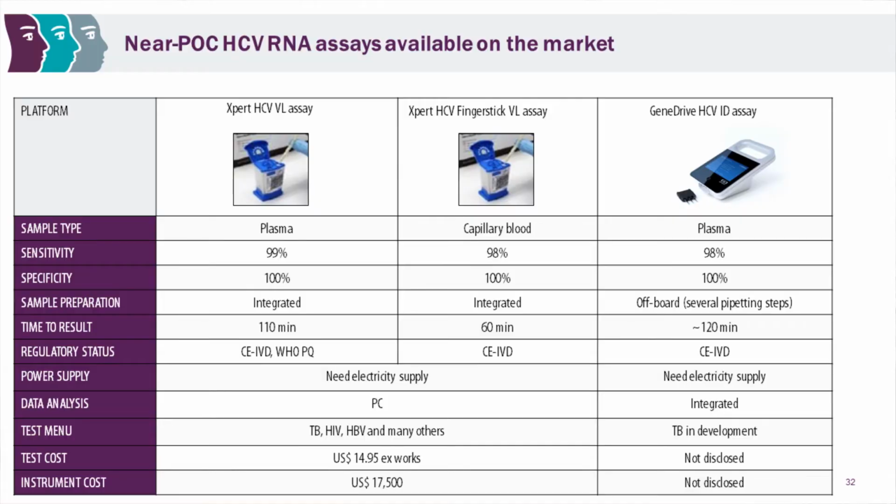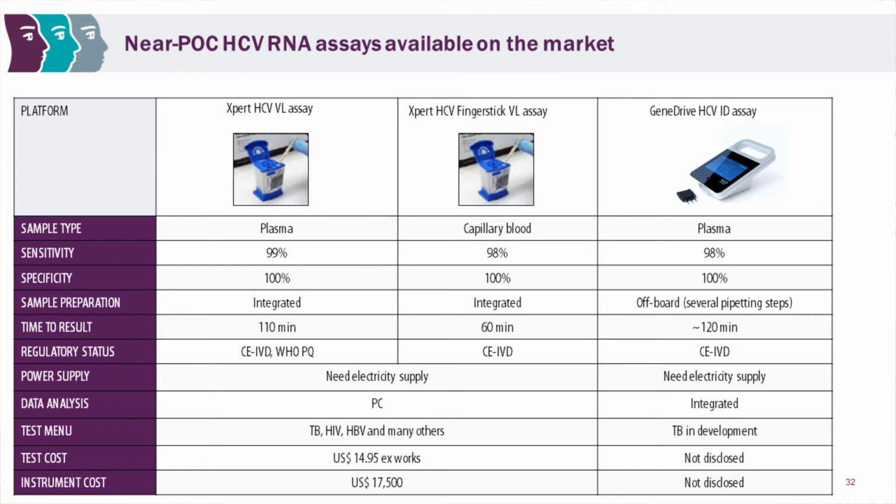Another way that you can do confirmation of hepatitis C viremia is point of care, sometimes called POC, and near point of care. So, as we already mentioned, there are 2 platforms that have stringent regulatory authority for hepatitis C viremia testing. And they're listed here. We have the Xpert HCV viral load assay, which uses plasma, the Xpert HCV finger stick assay, which uses capillary blood, and the GeneDrive HCV assay.